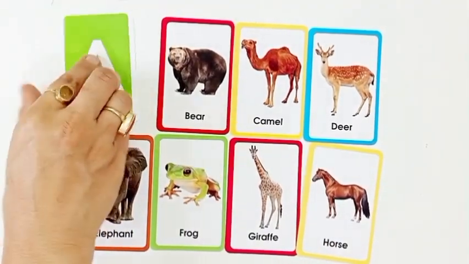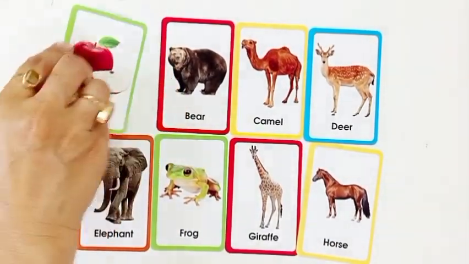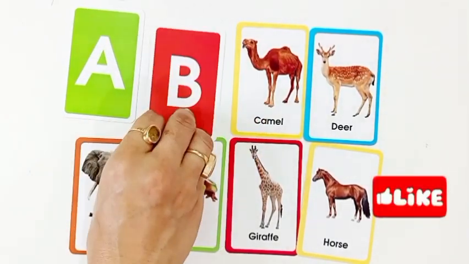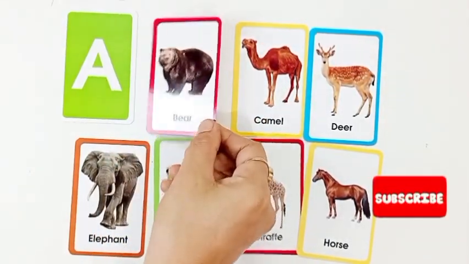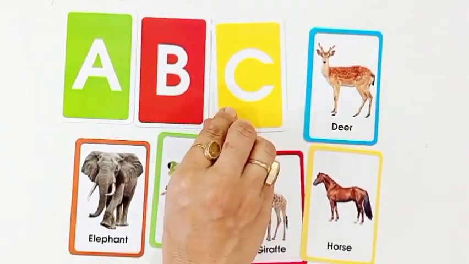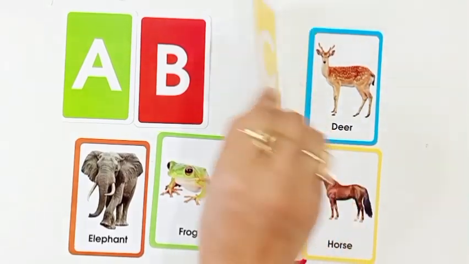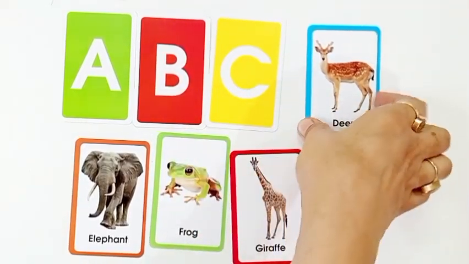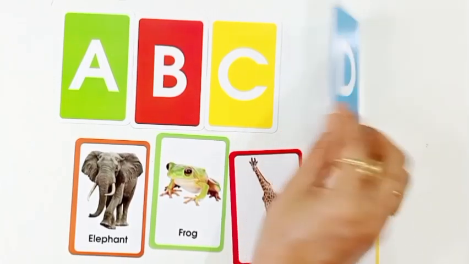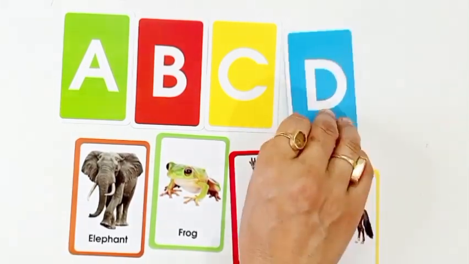This is A. A for apple. This is B. B for bear. This is C. C for camel. This is D. D for deer.